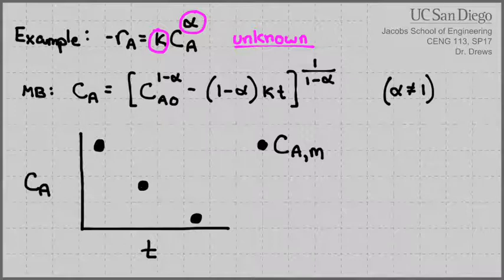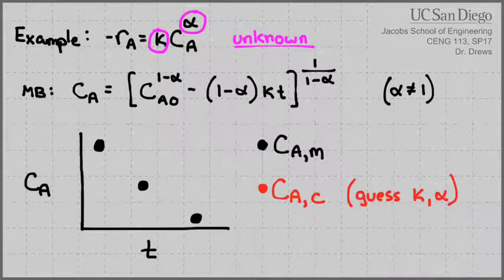The next set of data that we're going to put on here, which I will do with red circles, is the concentration of A that we get if we calculate A. So the subscript C here means that we calculated it. In order to calculate something, we have to guess k and alpha. If we make a guess for k and alpha, just pick 2 numbers, 0.1 and 3 or something like that, then you can calculate Ca based on this equation up here. So this Ca that we wrote up here is C sub A comma C. It's the one that we calculate.